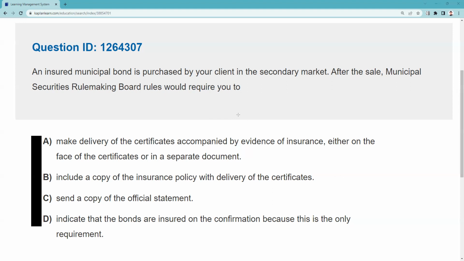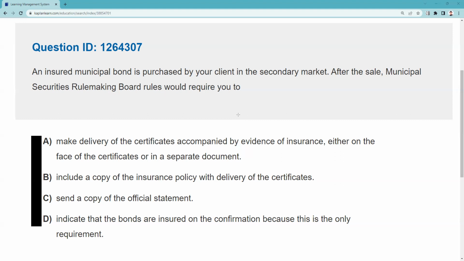Good news, you could find a copy. The reason we don't need to do that is the MSRB also has what's called EMMA. EMMA is the Electronic Municipal Market Access, and there you can find anything in the world you want to know about munis. Let's see, D. Indicate the bonds are insured on the confirmation because this is the only requirement. Not really. I mean, confirmations are just confirmations of what you did in terms of buying the bonds. Again, if they want, they could put that on there. I don't know of anybody that does. So given this answer set, it looks like A is indeed our best answer.